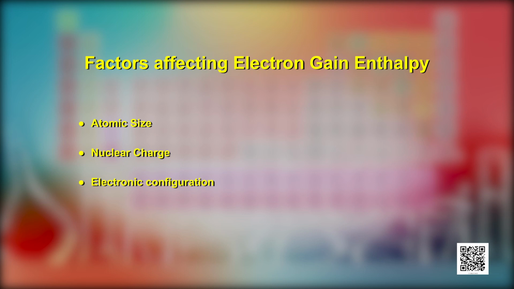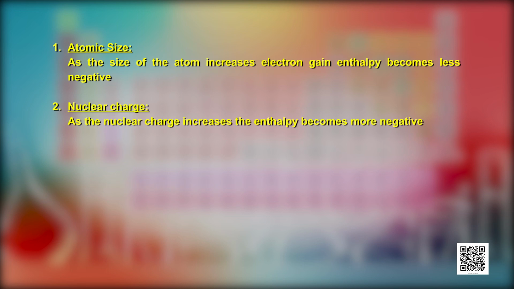Now, let us discuss the trend shown by electron gain enthalpy along a period. As we move across a period from left to right, the atomic size decreases and the nuclear charge increases. That is, effective nuclear charge increases. Both these factors tend to increase the attraction by the nucleus for the incoming electron. Hence, electron gain enthalpy is expected to become more and more negative as we move from left to right in a period. But the electron gain enthalpy of noble gases is positive.